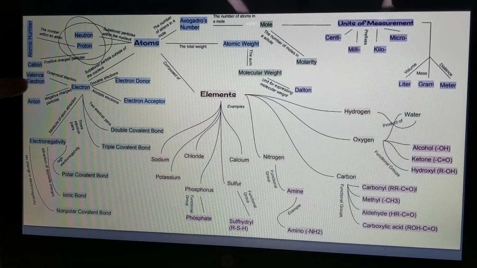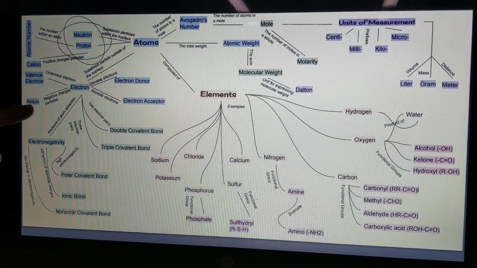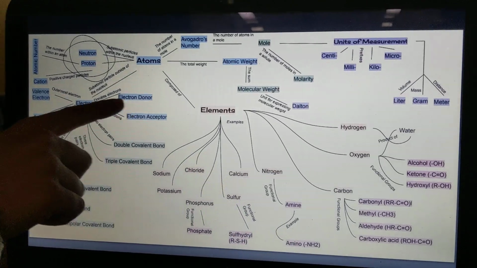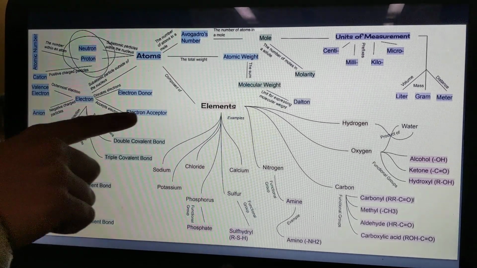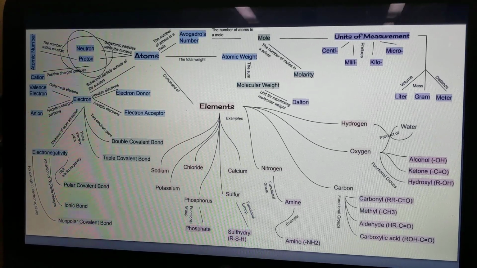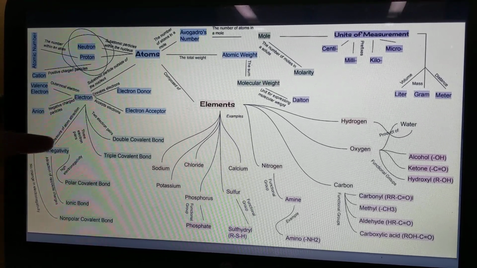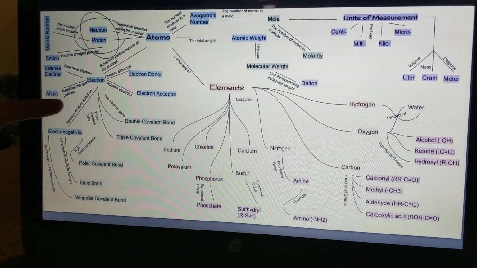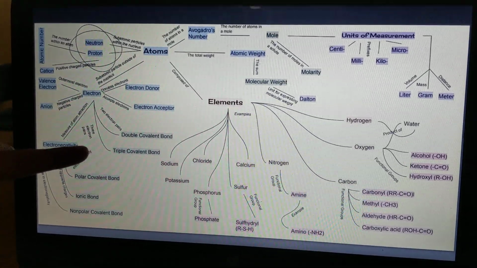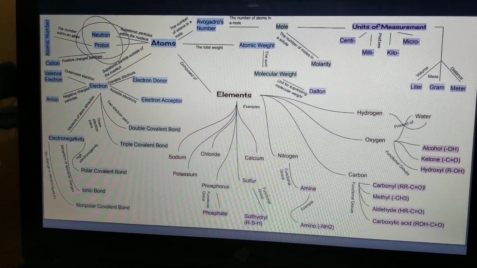We have our outermost electron, which would be the valence electron. We have a negative charged particle, which would be considered an anion. An electron donor donates electrons. An electron acceptor accepts electrons. And then from electrons, we get double covalent bonds and triple covalent bonds. Double covalent bonds are when two electron pairs combine, and triple covalent bonds are when three electron pairs are combined.